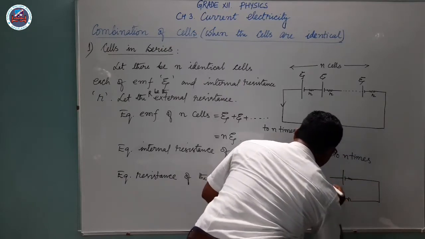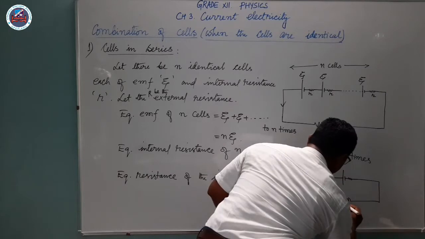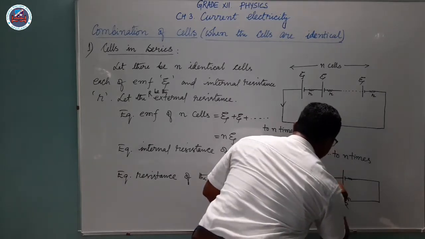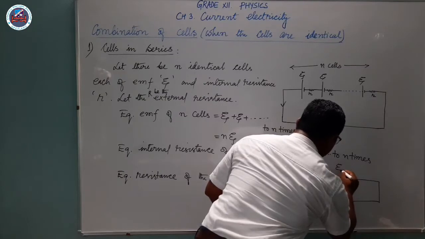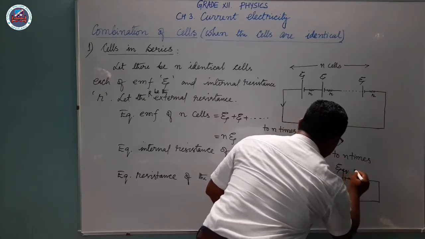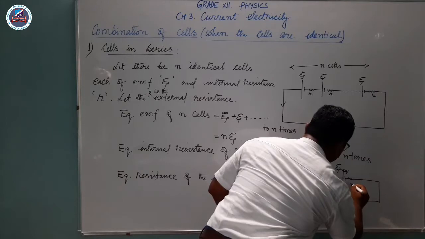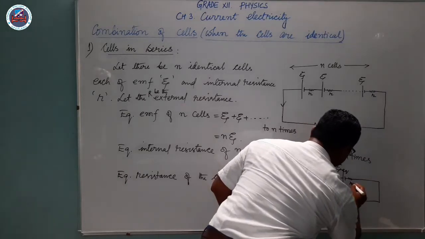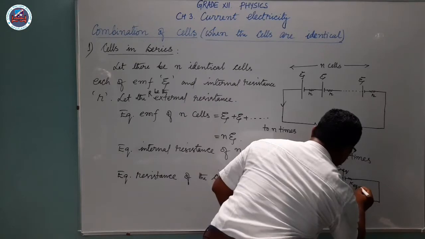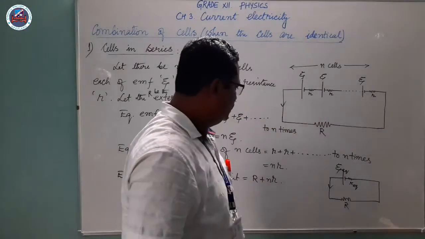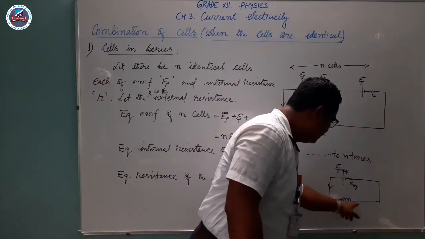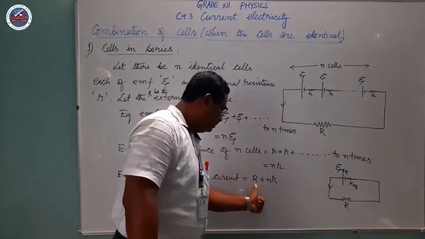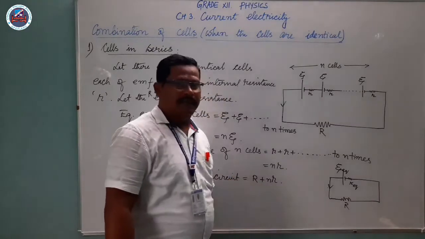This is your external resistance, and current will flow in this direction. This is your equivalent EMF, and this is your equivalent internal resistance, r_eq. So this resistance and this resistance, again, they are in series. That's why they are added up: R plus nr.